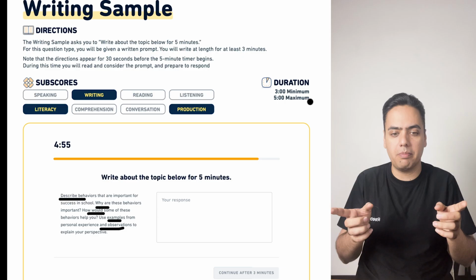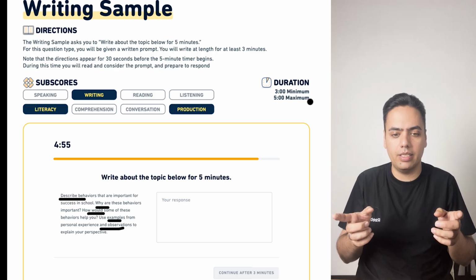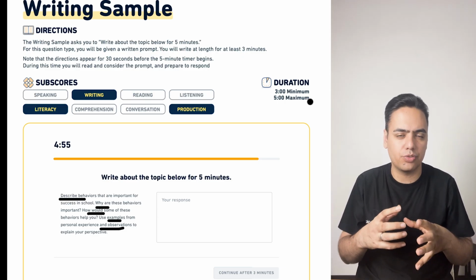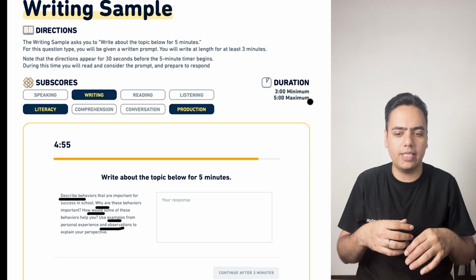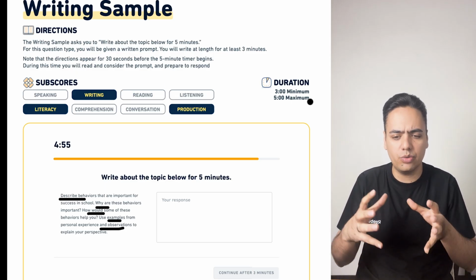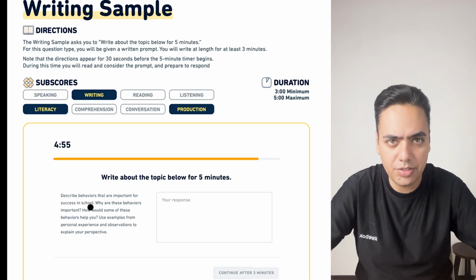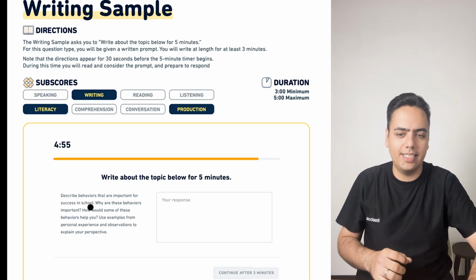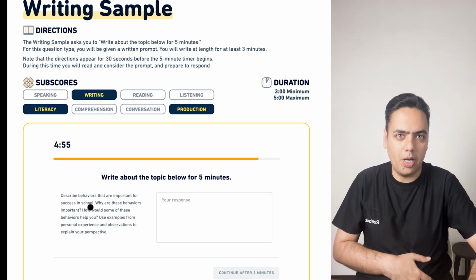But remember that you need to really manage your time in a way that you can have some extra time to go back and check your answers. But as long as you answer most of the questions and you offer a lot of details, you are going to do a very good job in this part.